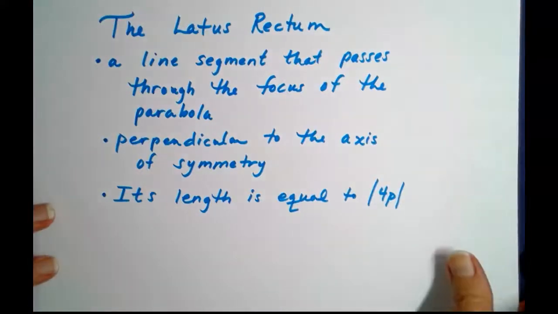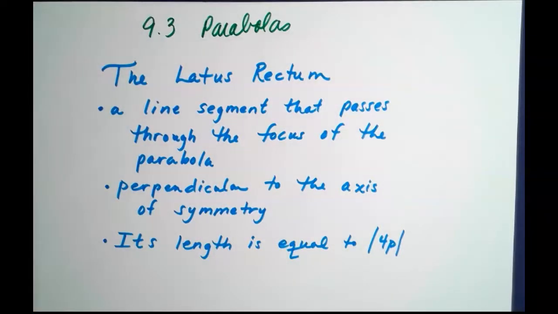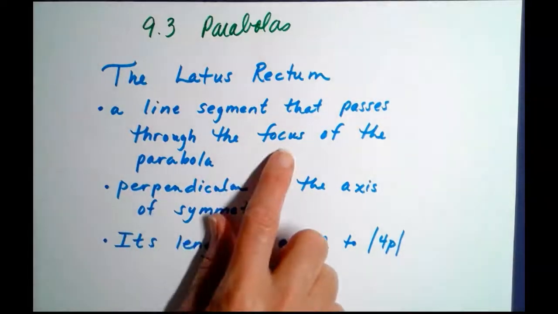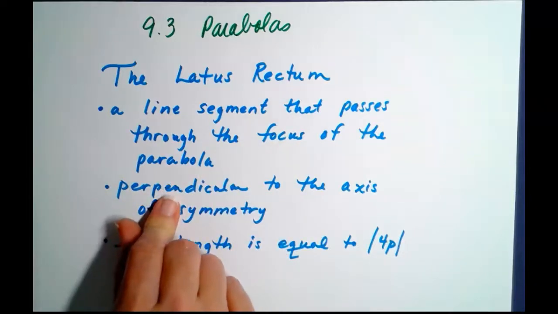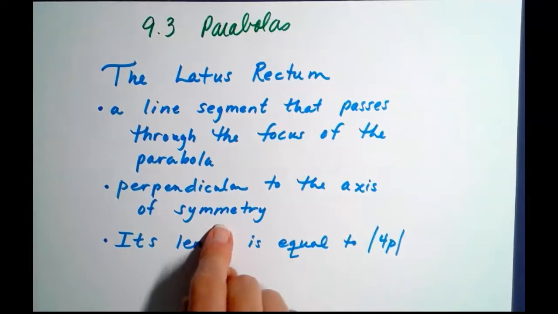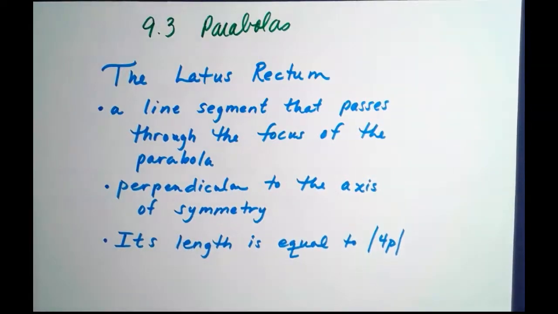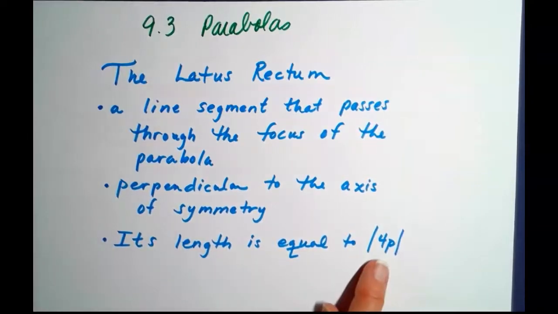And then everybody's favorite, the latus rectum. The latus rectum is a line segment that passes through the focus of the parabola and has endpoints on the parabola. Once again, since it's going to be passing through the focus and having endpoints on the parabola, it will be perpendicular to the axis of symmetry. So if it's perpendicular to the axis of symmetry, it's going to be parallel to the directrix. And this is where the 4p really comes in handy. Its length is equal to the absolute value of 4p.